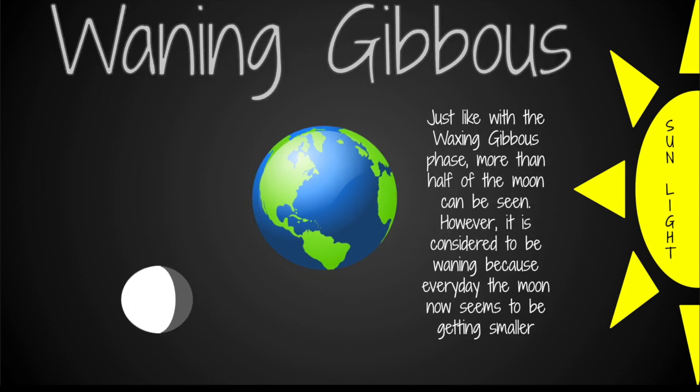So, now that we have waxed or grown, we are going to wane or get smaller. So we're going to go in the exact opposite order. So we have the waning gibbous. So just like with the waxing gibbous, more than half of the moon can be seen, but it's considered to be waning because every day the moon now seems to be getting smaller.